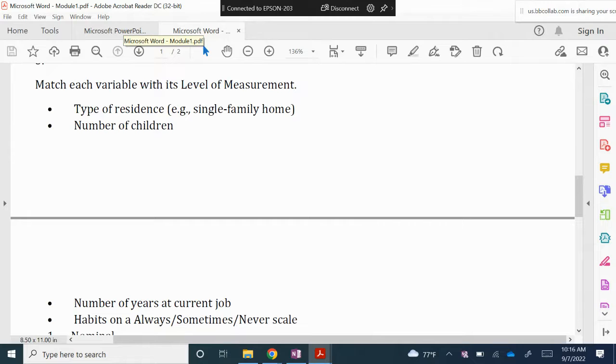And then the last one, habits on an always, sometimes, and never scale. Ordinal, because that's a rank order. All right, so is everybody okay with the levels of measurement? I know the interval and ratio can be kind of sticky, but interval is always years, and ratio data has a true 0. It means something.